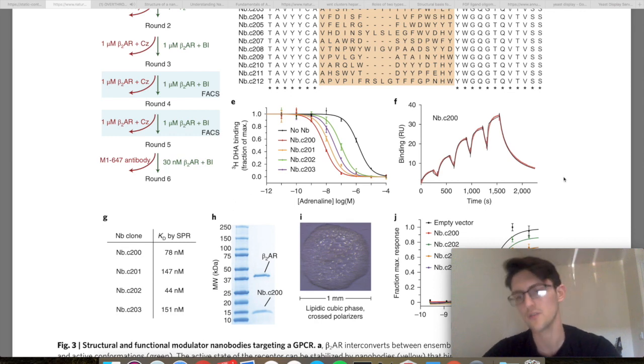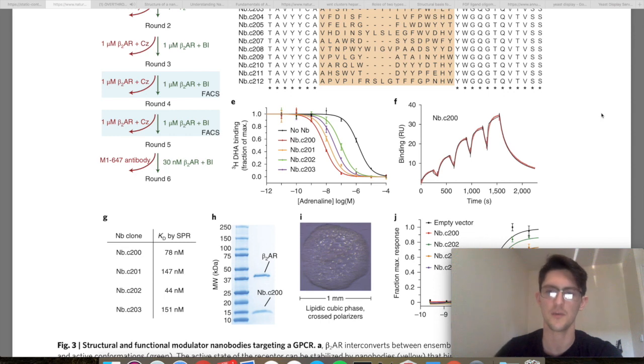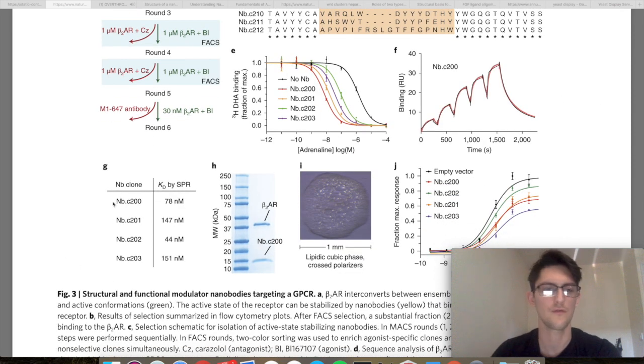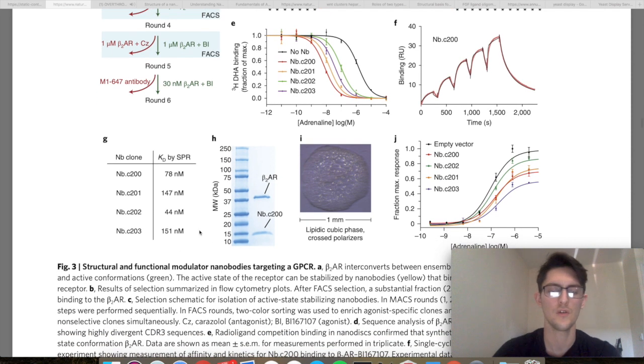They go on to characterize the interaction in vitro using purified proteins on an SPR chip, so single cycle kinetics. And so they run these 4 nanobodies they purified over and get varying affinity values. This is comparable to the value of the nanobody used in the Kobilka paper, so these are all roughly the same or tighter.